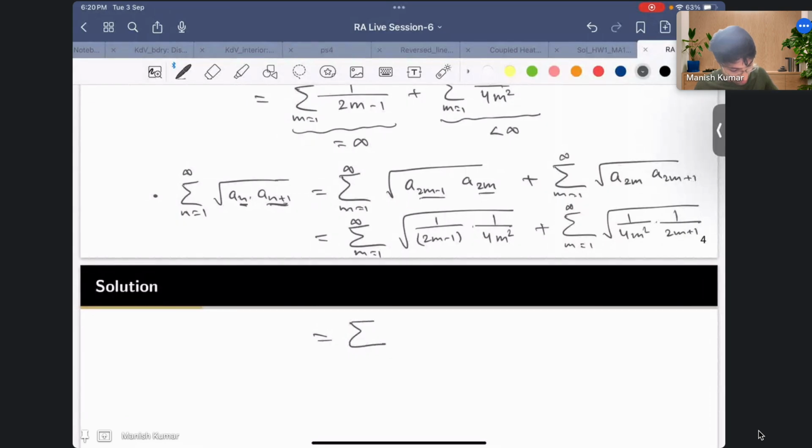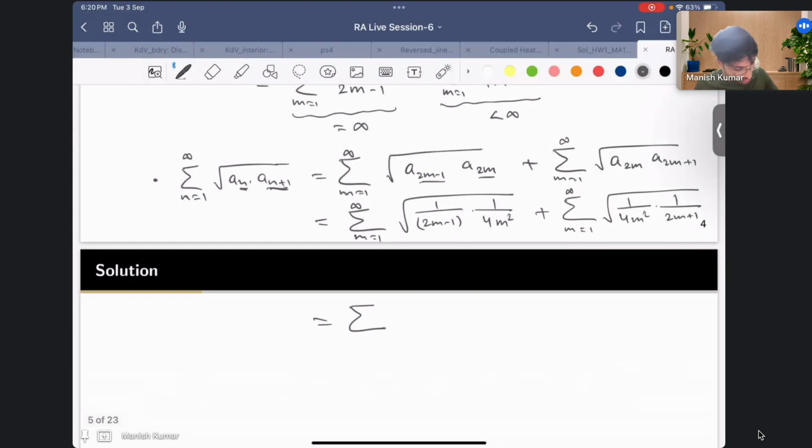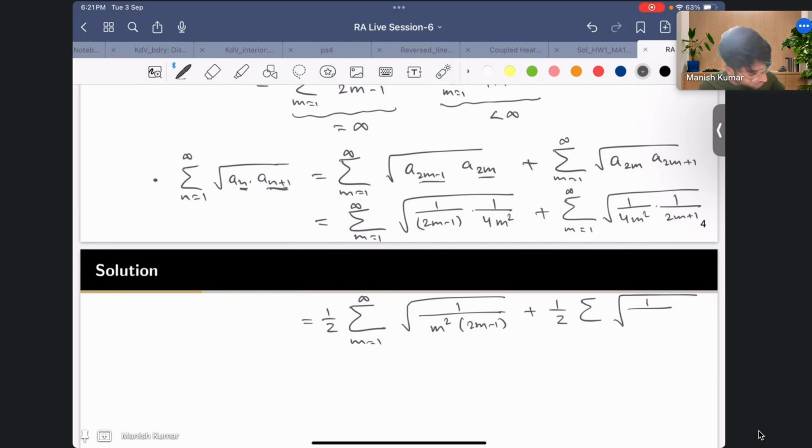So now what you can do is m is equal to 1 to infinity. Over here you have 1 by, so 4 you can take out, so maybe I will write 1 by half, and then you have m square, and then 2m minus 1. Here again you have half, summation 1 by m square 2m plus 1.